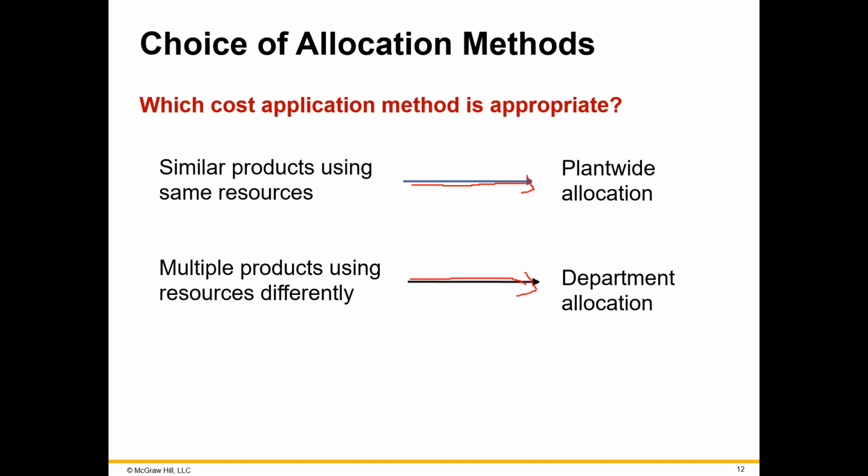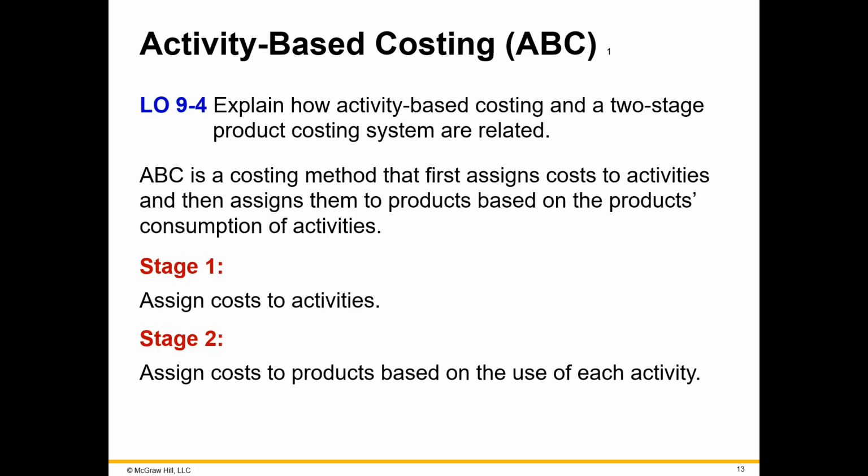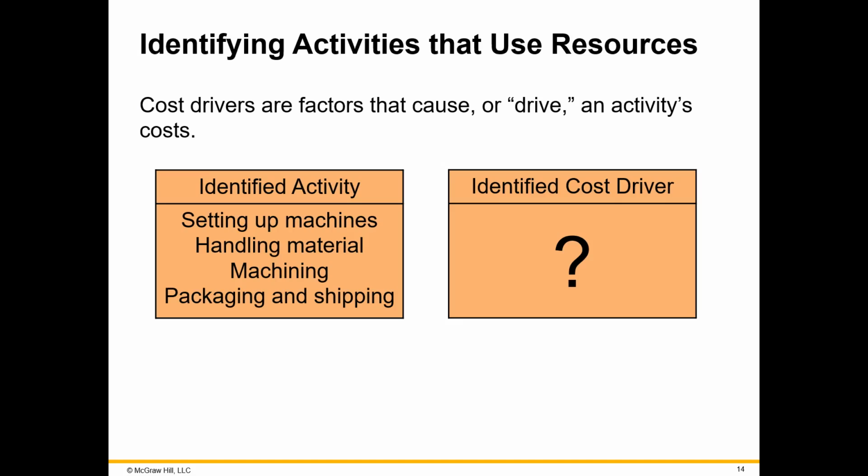And so for activity-based costing, you're first assigning costs to activities, then you assign them to the products. So the concept is really identical to the two-stage product costing system that we just covered in the previous slides. A company is going to look at different activities, and if they can tie costs to the different activities, then they consider those as cost drivers. Then they might decide to allocate costs based on those drivers.